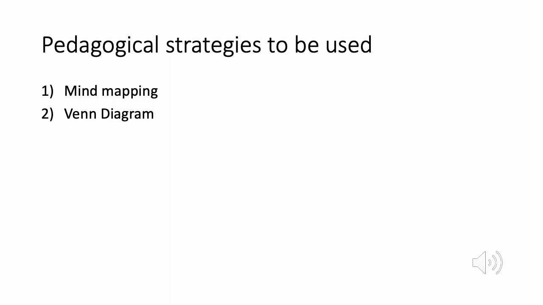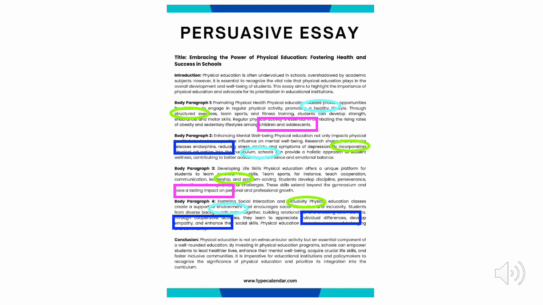The UDL checkpoints suggest that there might be two pedagogical strategies that are useful for teaching the content descriptor and supporting the students to overcome their functional impacts. The pedagogical strategies are mind mapping and Venn diagrams. We now develop our teaching response using mind mapping and Venn diagrams.